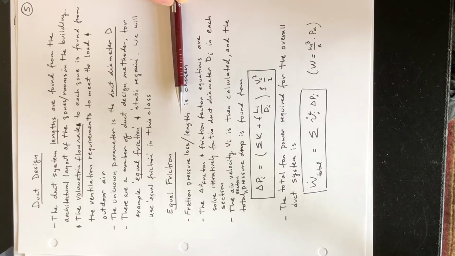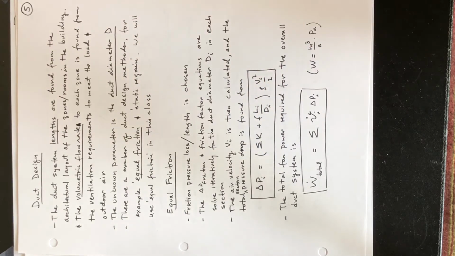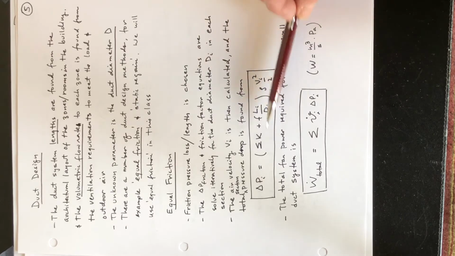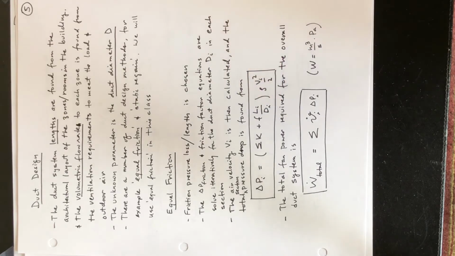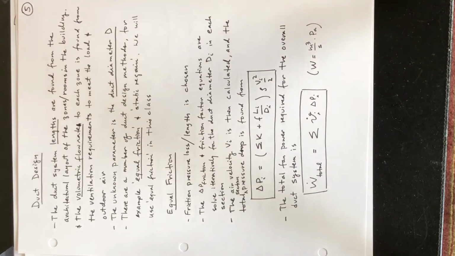You pick a value, and then with that, you can go ahead and solve iteratively for the pressure drops in each duct system, including both the fittings and the friction loss. And then once you know that, then you can multiply the pressure drops by the flow rate to get the total power required to move the air to the duct.